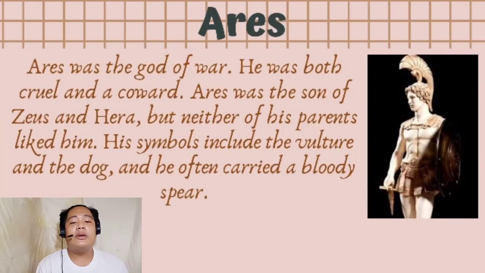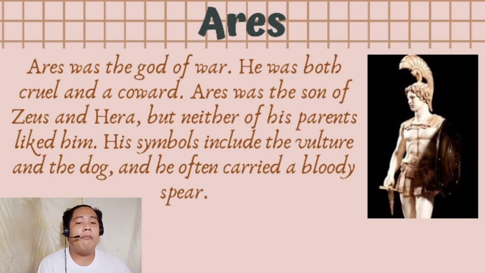Number 7, we have Ares. Ares was the god of war. So he was both cruel and a coward. His Roman name is Mars. So Ares was the son of Zeus and Hera, but neither of his parents liked him. So you can see the irony, right? So his symbols include the vulture and the dog, and he often carries a bloody spear.